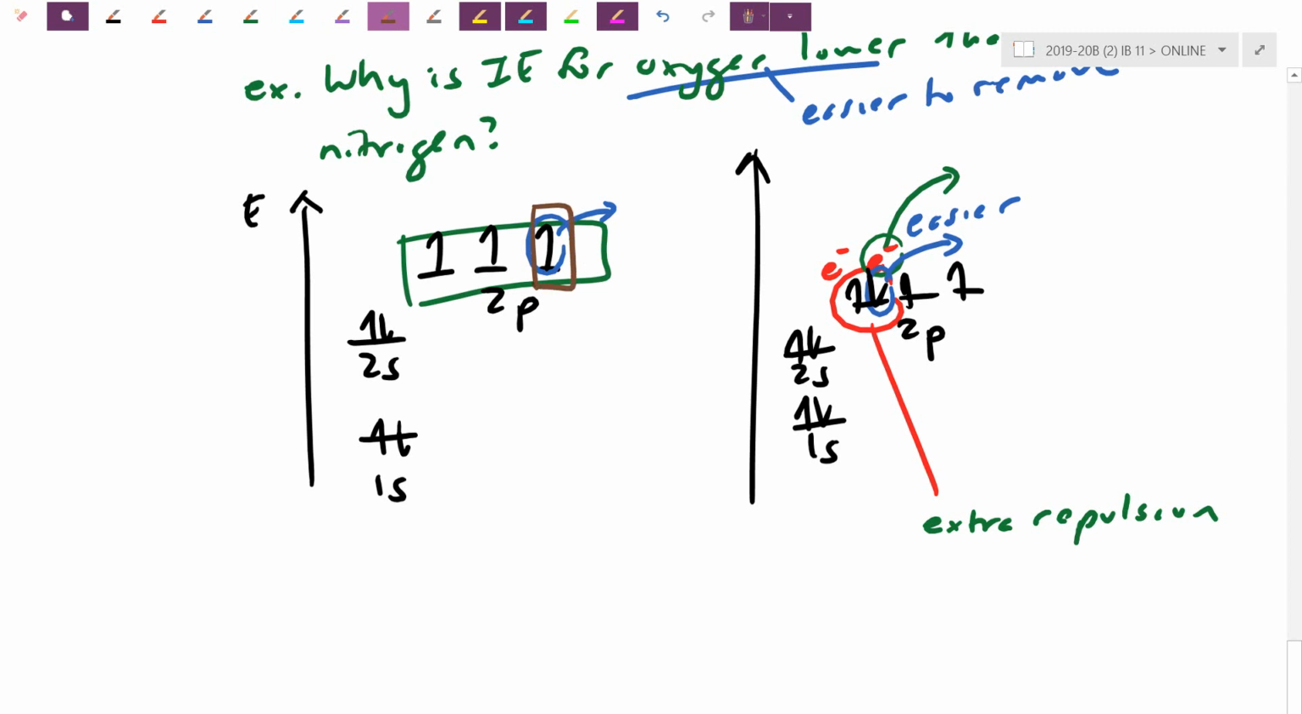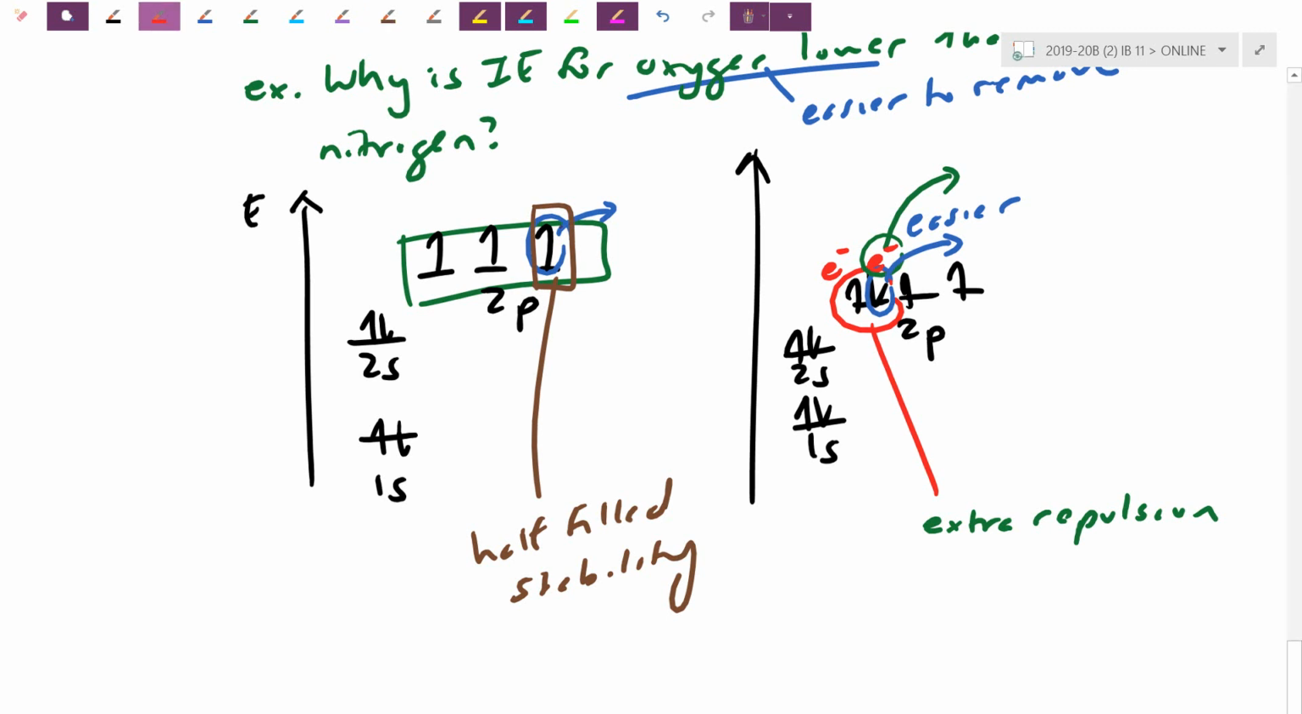I know we didn't quite get to doing an exception with this, but this should remind you of the chromium case. Remember, chromium was more stabilized because it had a perfectly half-filled shell. Out of the 5 d orbitals it already had 4. Chromium had promoted an electron up. In this case for nitrogen, it's not dramatic enough for us to promote this up, but we are still enjoying the half-filled stability here. So nitrogen doesn't really want to lose this electron because it has a stability from having one electron in each p orbital.